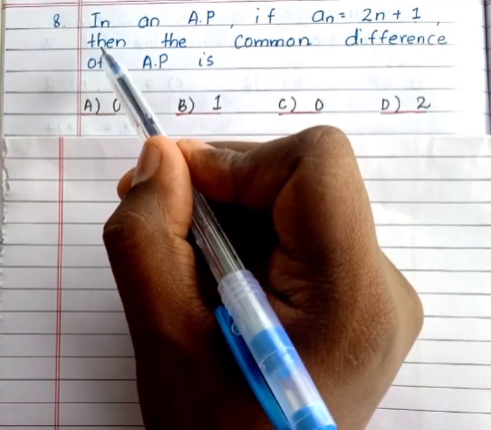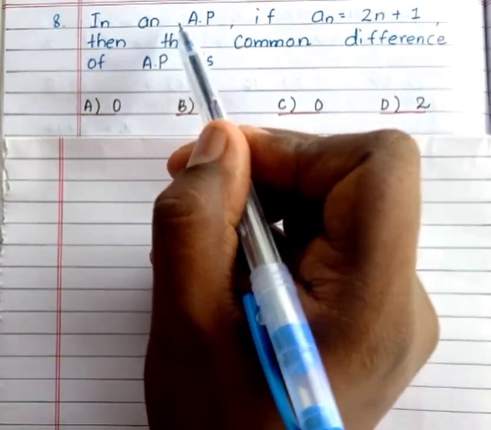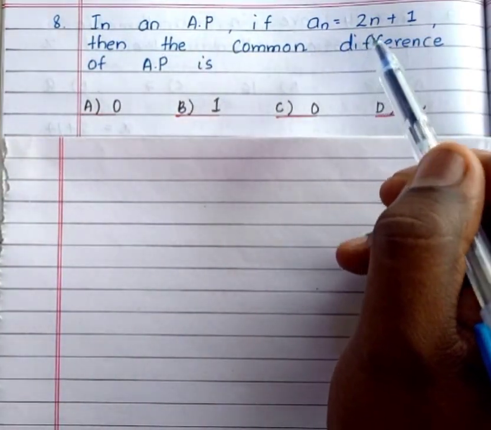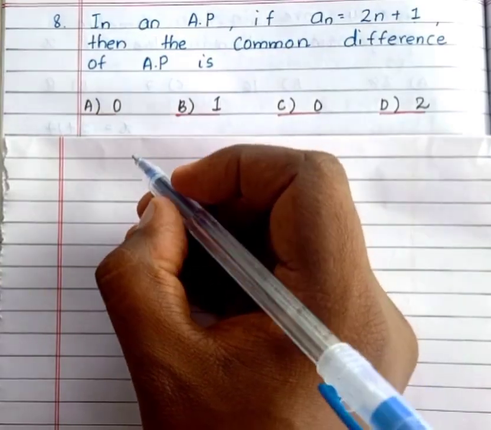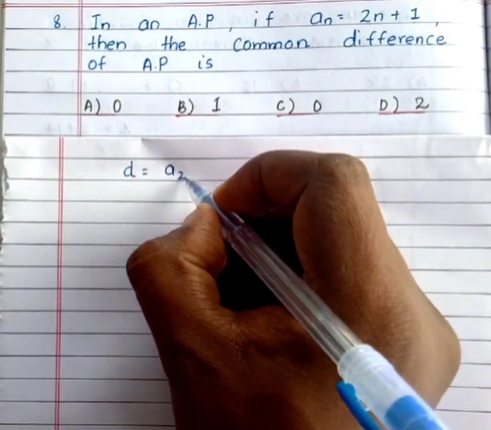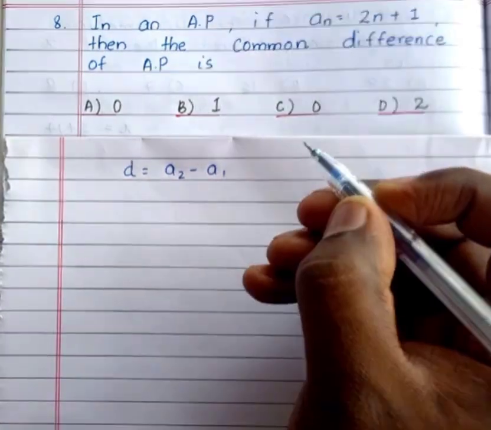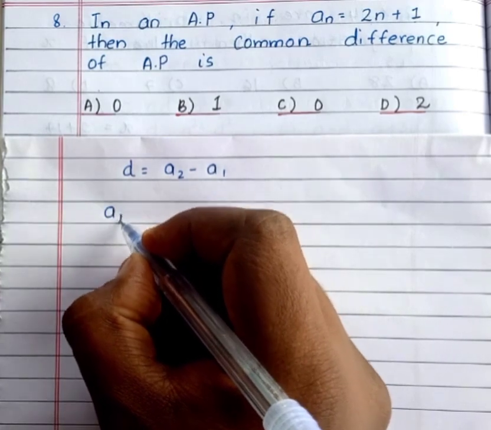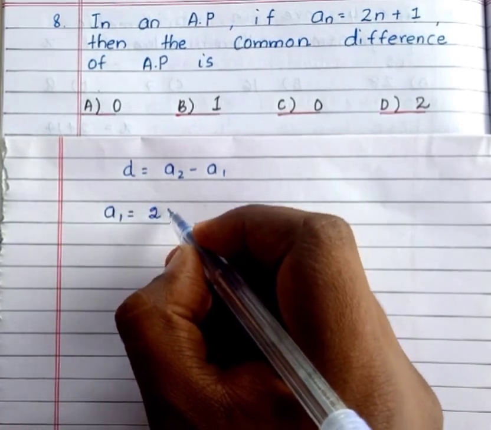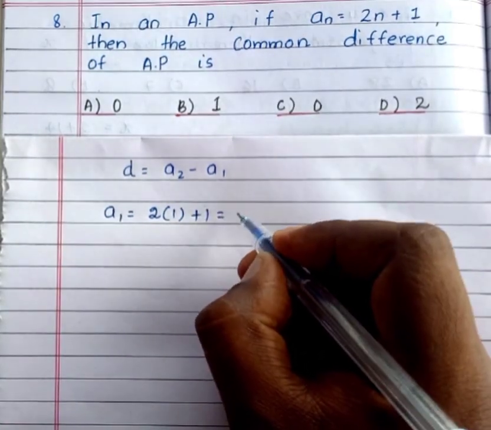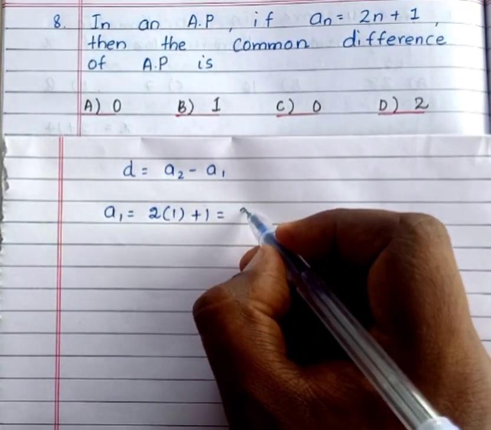Question number 8. In an AP, if nth term an equals 2n plus 1, then the common difference of AP is. Students, the common difference can be found out by difference of any two consecutive terms. Now here I will find out a2 minus a1. Now using the nth term an equals 2n plus 1, I will find out the first term, replace n by 1, that is 2 times 1 plus 1, we get 2 times 1 is 2 plus 1 is 3.